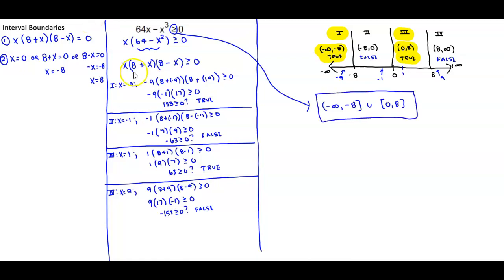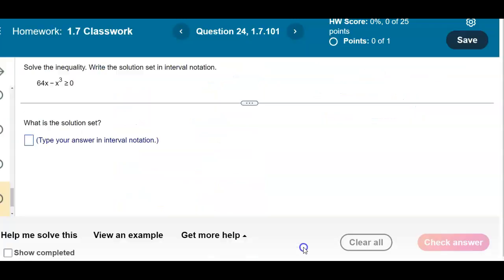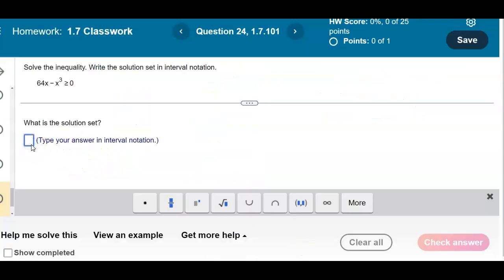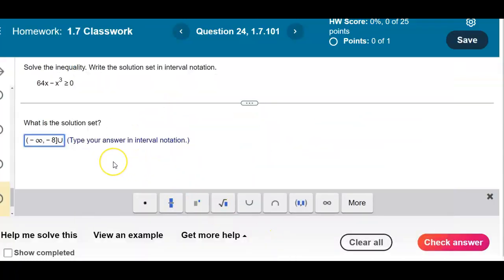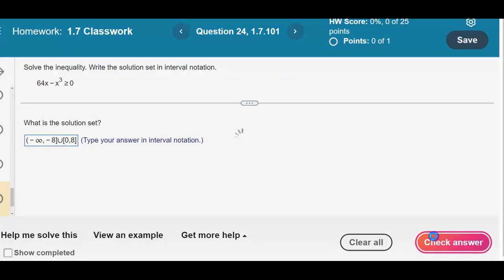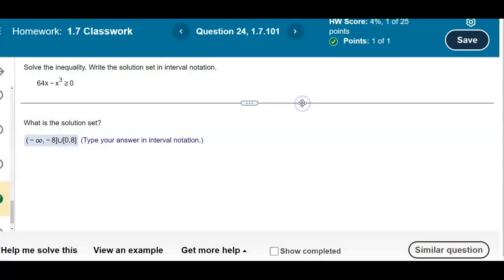So let's go ahead and substitute this in here. So we have parenthesis, negative infinity, comma, negative 8 with a bracket, and then union, and then we have 0 and 8, both with brackets. So we have bracket 0, comma, 8 with the bracket. Let's check our answer, and there is our result.